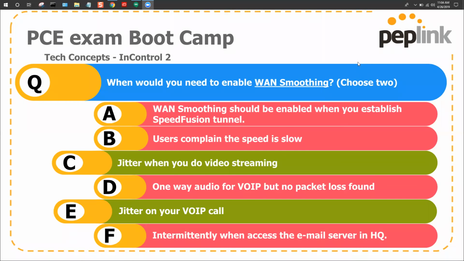So again, WAN smoothing is best for two-way communication, video and VoIP calls, video conferencing, those things where you need that back and forth consistency to keep the session up and running.